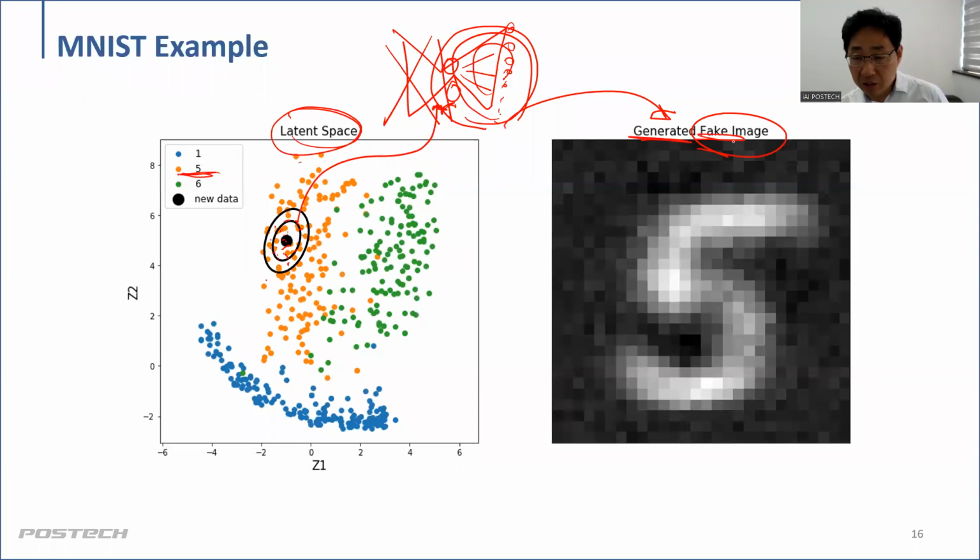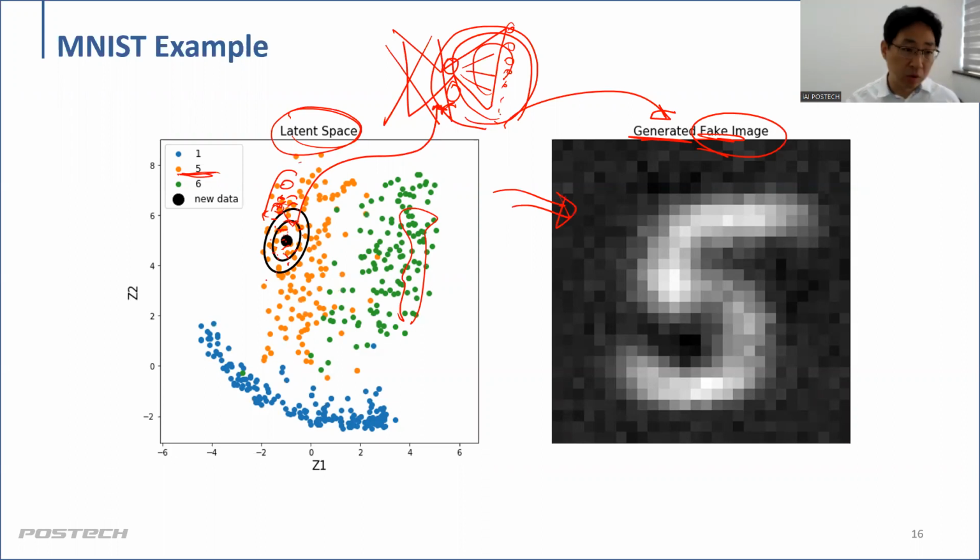Generated fake images. The thing is that all the data points in this region of the latent space are mostly related to 5. So if we do these things here, probably it's gonna generate images that look like 6.